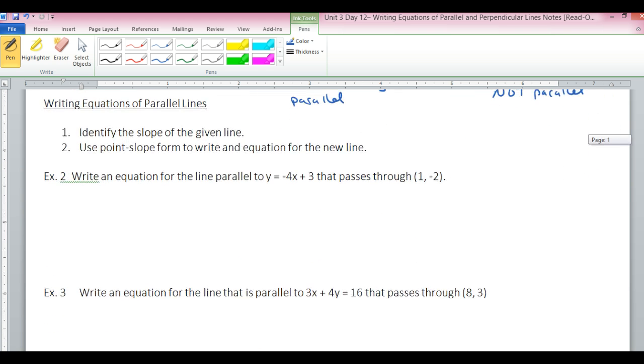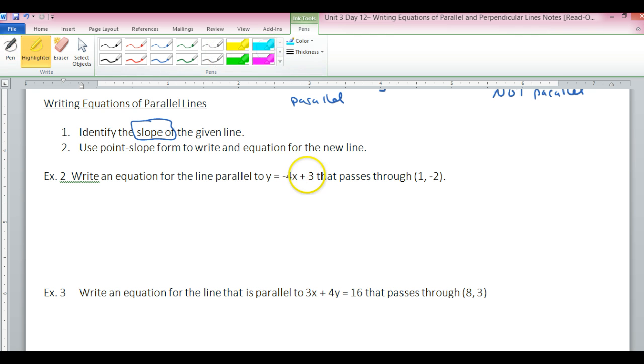Okay. Now, writing equations of parallel lines. Everybody always makes this more difficult than it needs to be. But the only thing you need to know is to write an equation of a line, you need two things. First, you need the slope. And second, you need a point. Now, when we look at example 2 here, write an equation for the line parallel to y equals -4x plus 3 that passes through the point 1, -2.